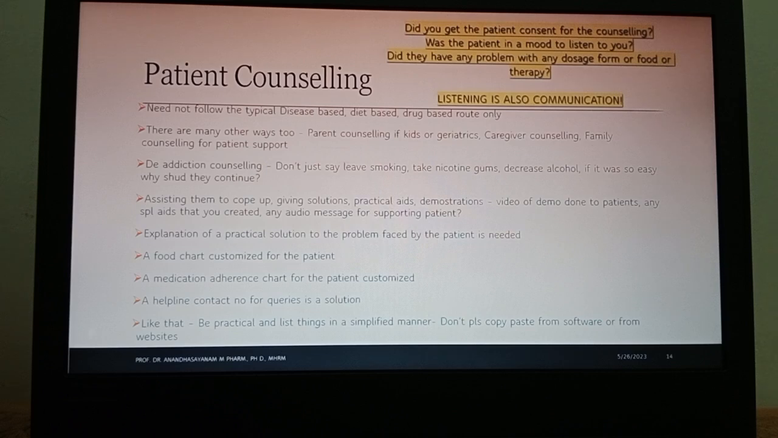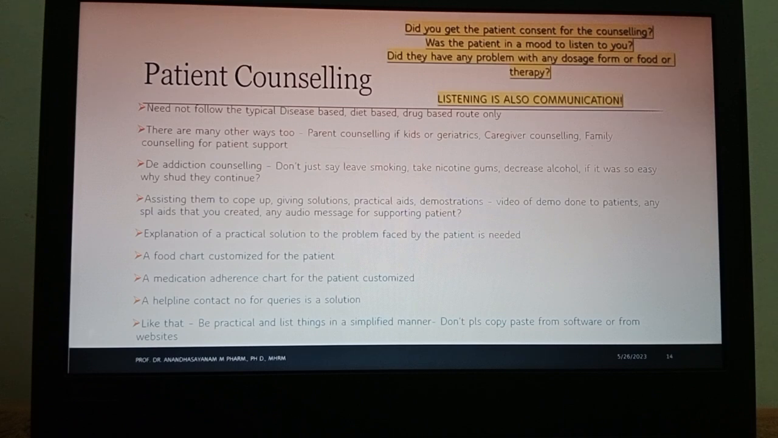And in de-addiction counseling, don't just say leave smoking, take nicotine gums, decrease alcohol. If it was so easy, why should they continue? Some people want to discontinue. They go with self-will that I will not take it, but they fail again. The problem with de-addiction counseling, with smoking, alcohol, whatever drugs, is that you need a constant mentor who assists, who helps, who talks to them whenever they need assistance. And then it's an emotion, and you need to handle those emotions so that they come down from counseling.